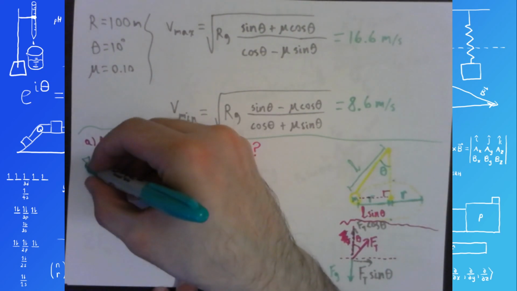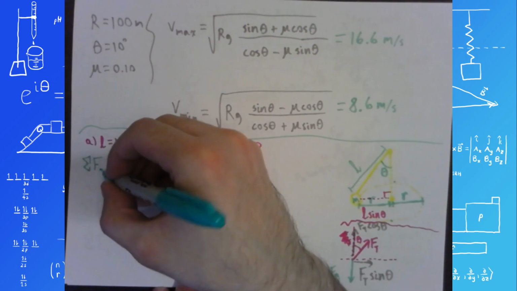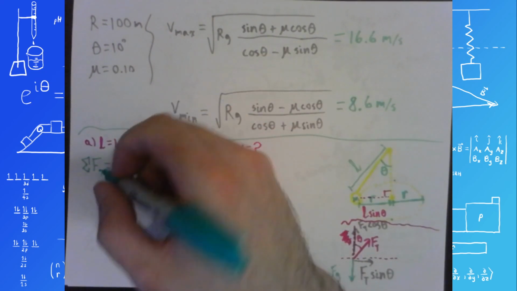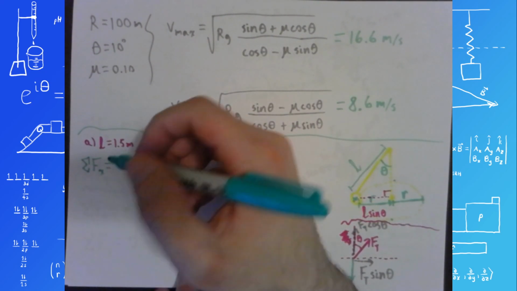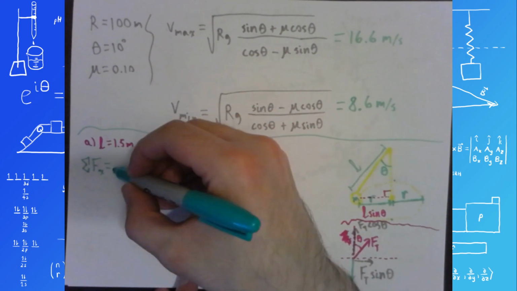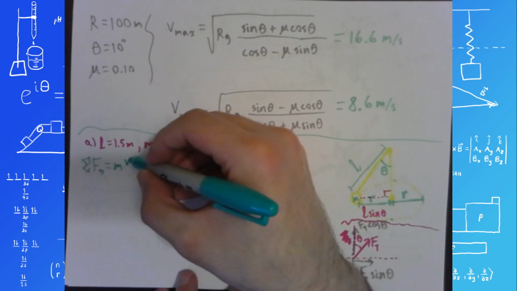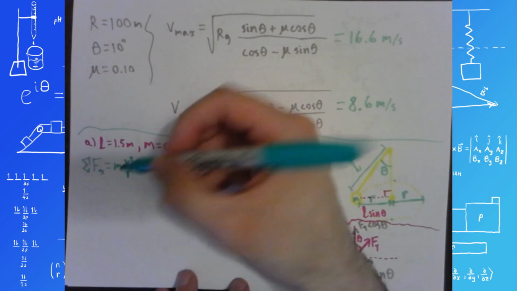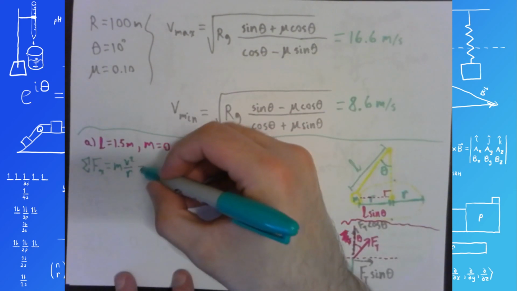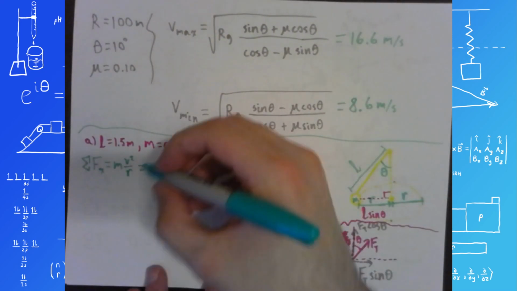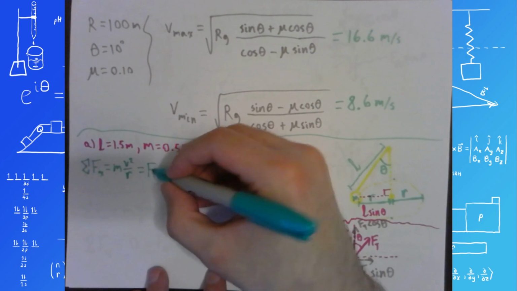So force of tension cosine theta must cancel with the force of gravity. So net force in the x direction, similar to our previous problem, is going to be, our centripetal force is going to be m v squared over r equals just force of tension sine theta.